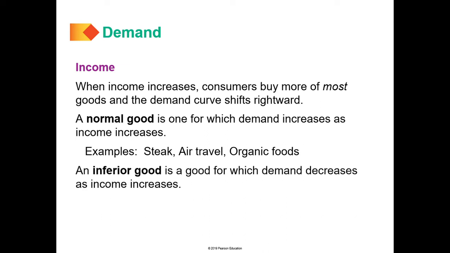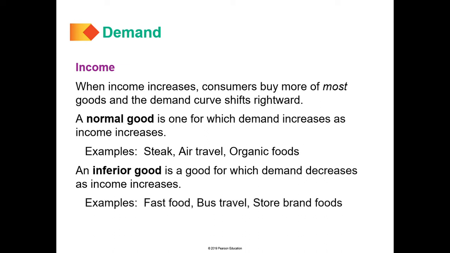The other type of good would be an inferior good, and that's a good for which demand decreases as income increases. So if I get a raise, I'm like, ooh, I don't really want to buy that anymore. So examples of that might be fast food or riding on a bus or store brand food. So when my income goes up, I buy less. If my income goes down, I buy more.